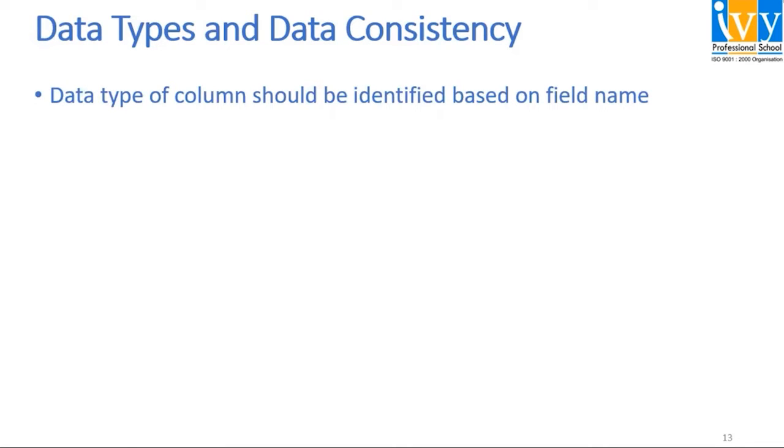Data type of column should be identified based on the field name. For example, order date should be in date format, sales in numerical format, and customer ID in text format.